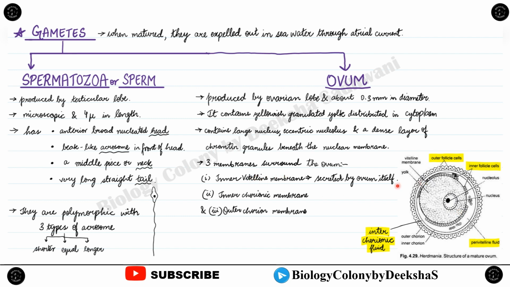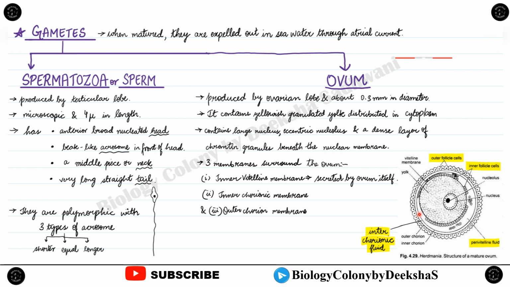It also has three membranes, that is, the extra three layers present surrounding the ovum, that is the inner vitelline membrane, that is the layer that is directly attached to the ovum and it is secreted by the ovum itself. Then we have the inner chorionic membrane and the outer chorionic membrane.